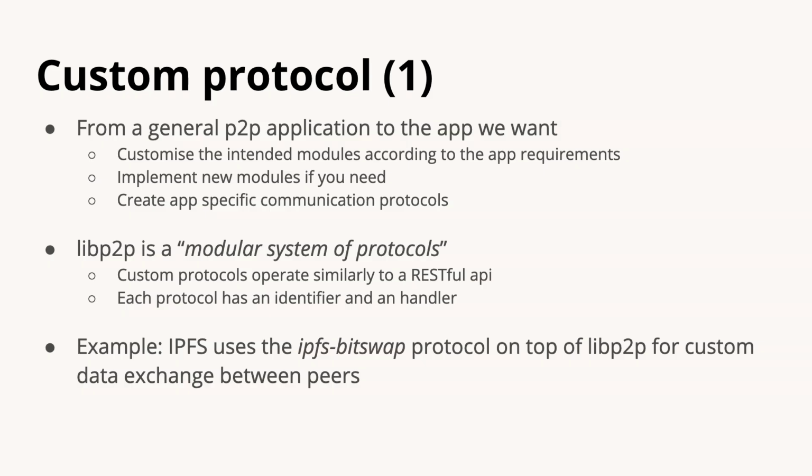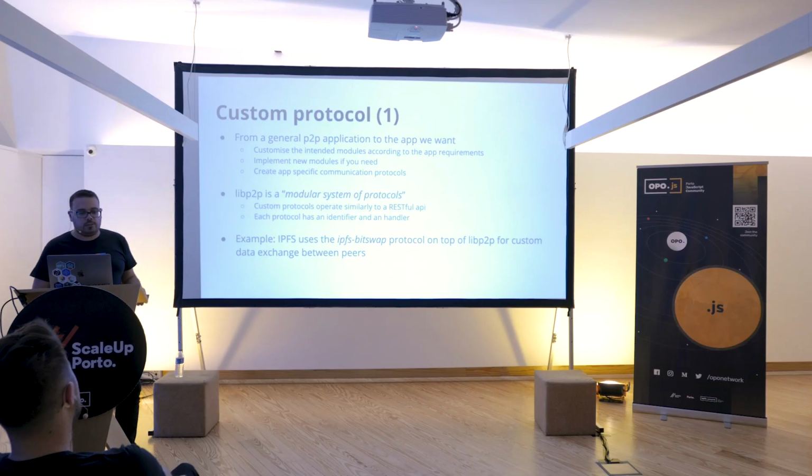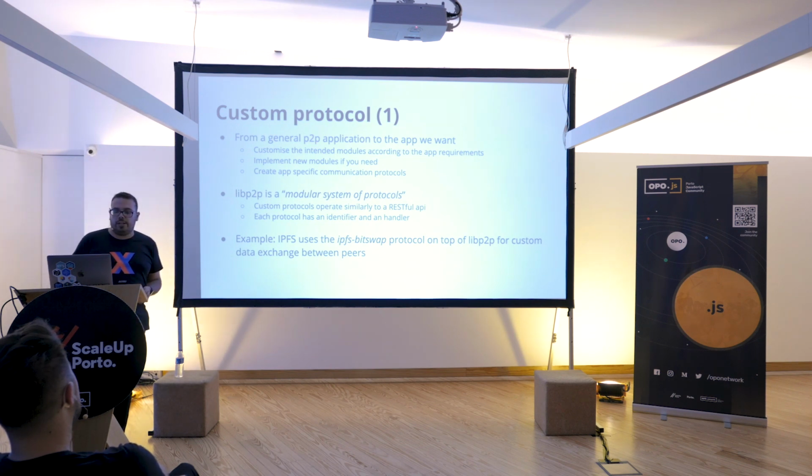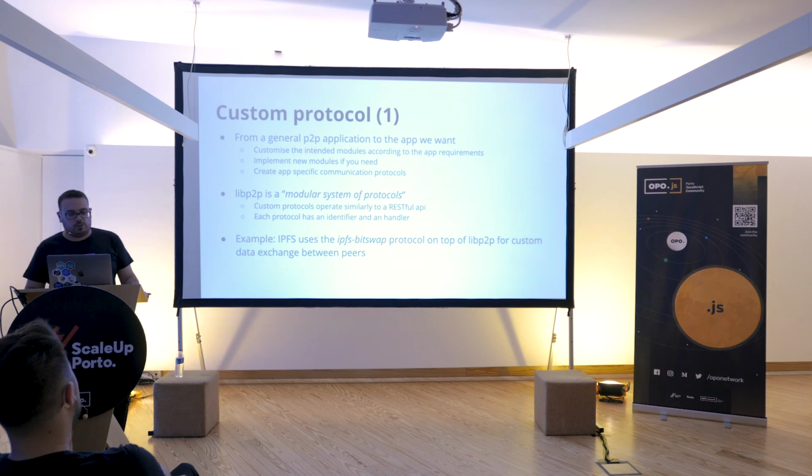So far we went through the basics of building a regular peer-to-peer app, but I said that we would do a social network thing. For building a general peer-to-peer application, as I showed you, you can customize the intended modules according to your requirements. You can implement new modules if you need to, but you can also create specific communication protocols, as libp2p is a modular system of protocols.